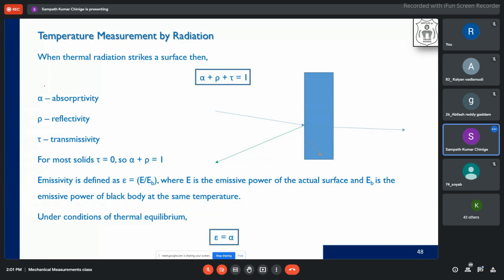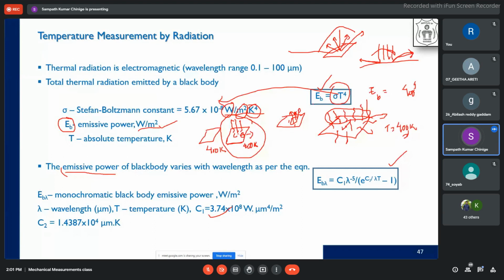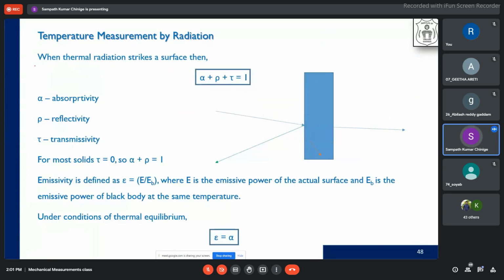When there is any thermal radiation, that is due to the temperature, there is some emissive power. This is because of its own temperature. This body is able to radiate some heat energy because of its temperature. Similarly, there is another body which also has a certain temperature, so it is also radiating some energy, right?